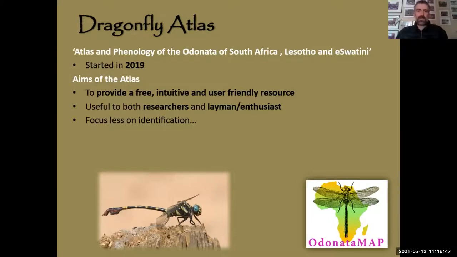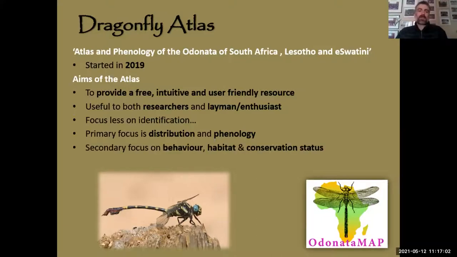But in our instance with the Dragonfly Atlas, the focus is less on identification. There's a lot of identification resources out there. So our primary focus is on the distribution and phenology. And the secondary focus is then on behavior, habitat, and conservation status. So I'll show you just now a quick run through of a couple of pages on the atlas, where you'll see we're trying to make it an informative database with as much information as we can gather to put on. But as I say, the primary focus is the distribution and phenology.